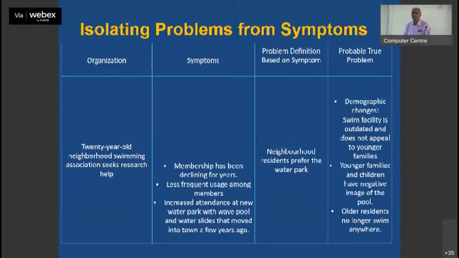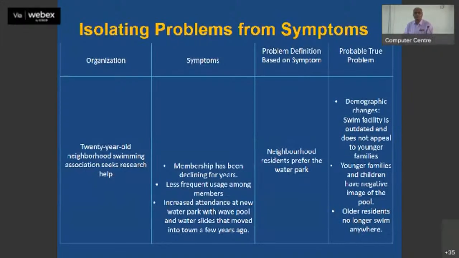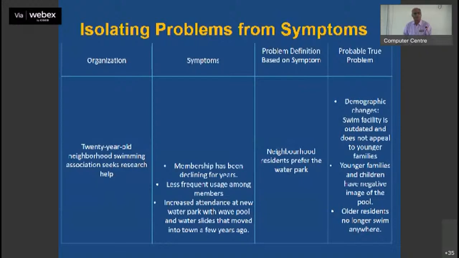In one neighborhood, they have an old swimming pool, and the owner of the swimming pool is in trouble because nowadays the membership of the swimming pool is reducing. So he came to the consultant to know the reason why he is losing his clients. So losing clients is a symptom, it is not the problem itself.